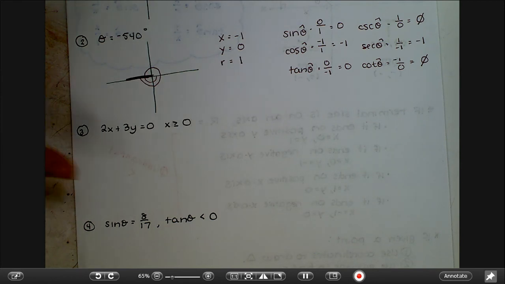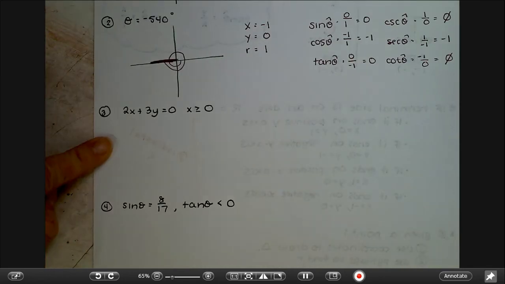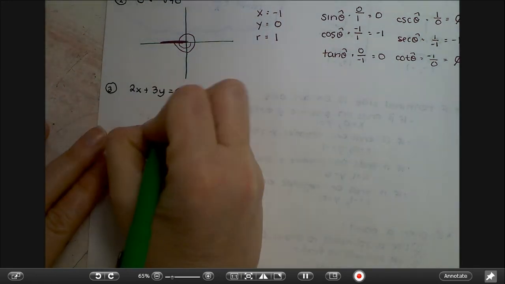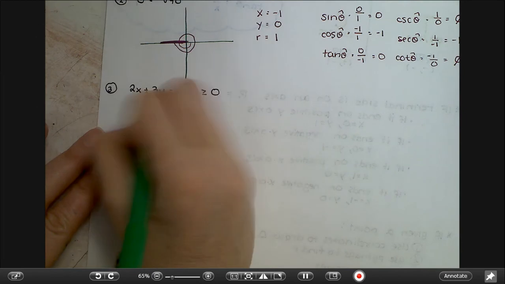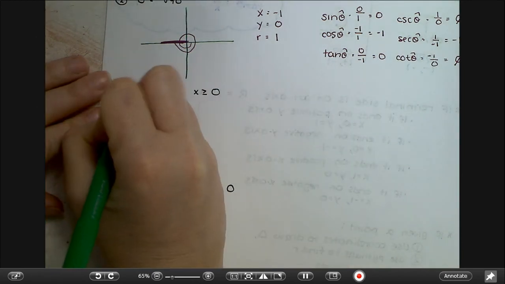All right, so we did given a point up here, given an angle. Now we're going to give an equation. Of course, the y-intercept has to be 0 for these to work. So first we need to solve this equation for y to find the slope. So let's do that.